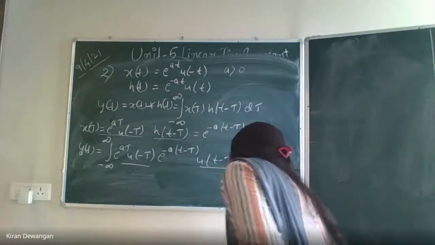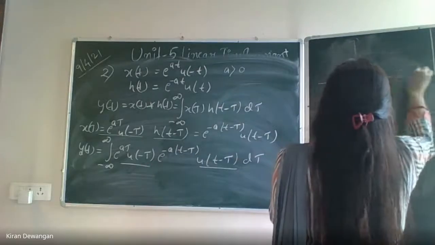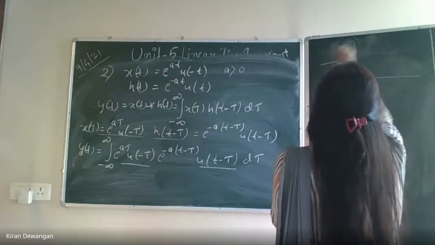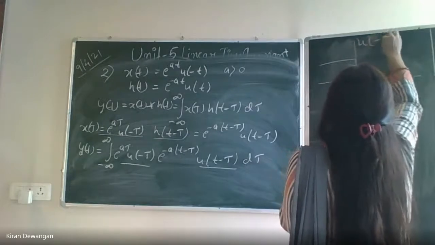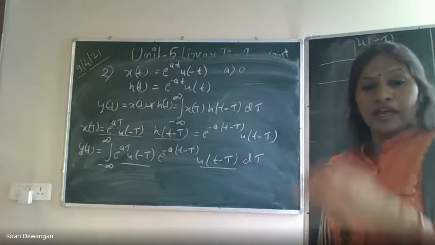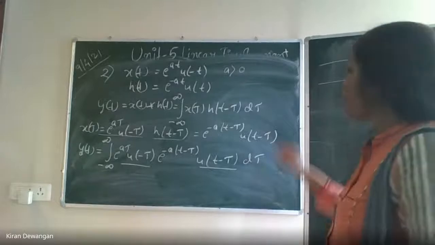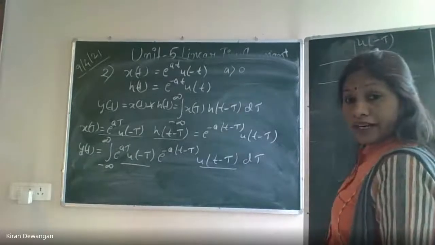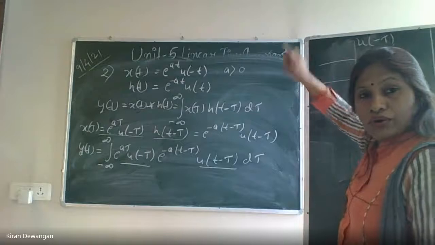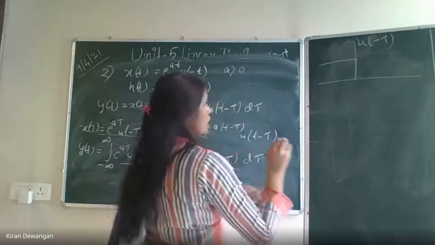How will my u of minus tau be plotted? u of minus tau will be plotted in this way. ठीक है, this will be u of minus tau. Everyone, is this thing clear? u of minus tau, it will be plotted in this way. ये ऐसे plot होगा.